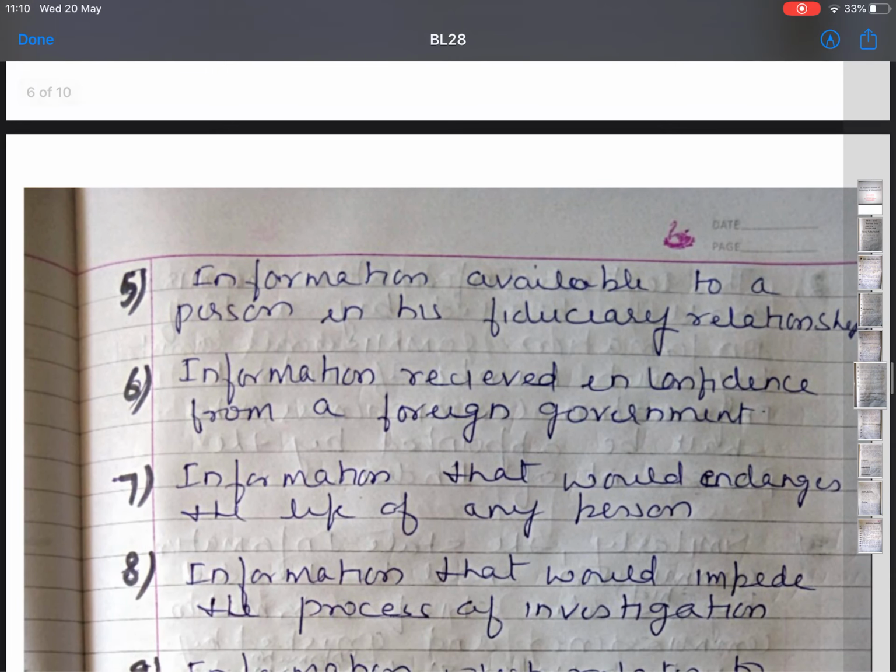The next one is information available to a person in his fiduciary relationship. He cannot disclose it. Then information received in confidence from a foreign government. That's true. This information cannot be disclosed to anyone. The next one is information that would endanger the life of any person. Such information cannot be disclosed to anyone.